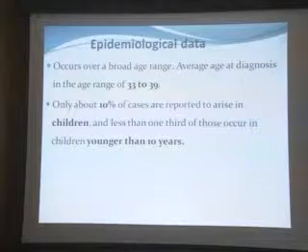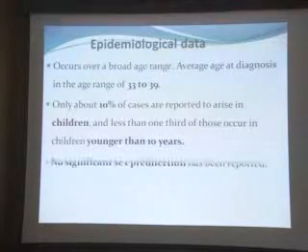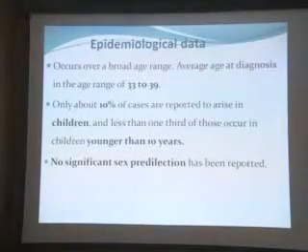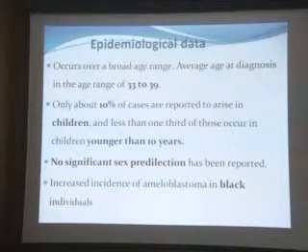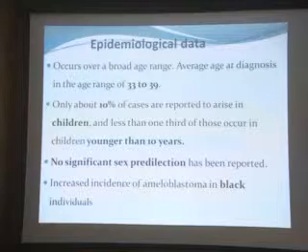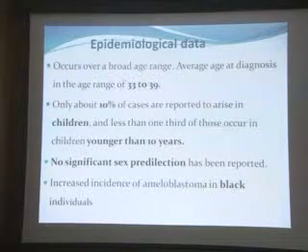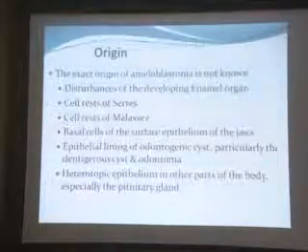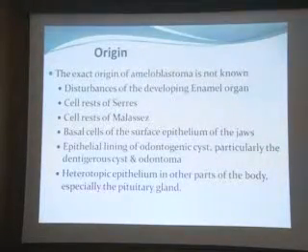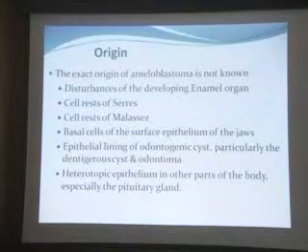In short, we can say that it is a tumor of middle age. If we discuss sex predilection, no significant sex predilection has been reported. That means it can be seen in males as well as females. If we consider racial preponderance, an increased incidence of ameloblastoma is seen in black individuals as compared to other racial groups. Now what is the histogenesis of the tumor?